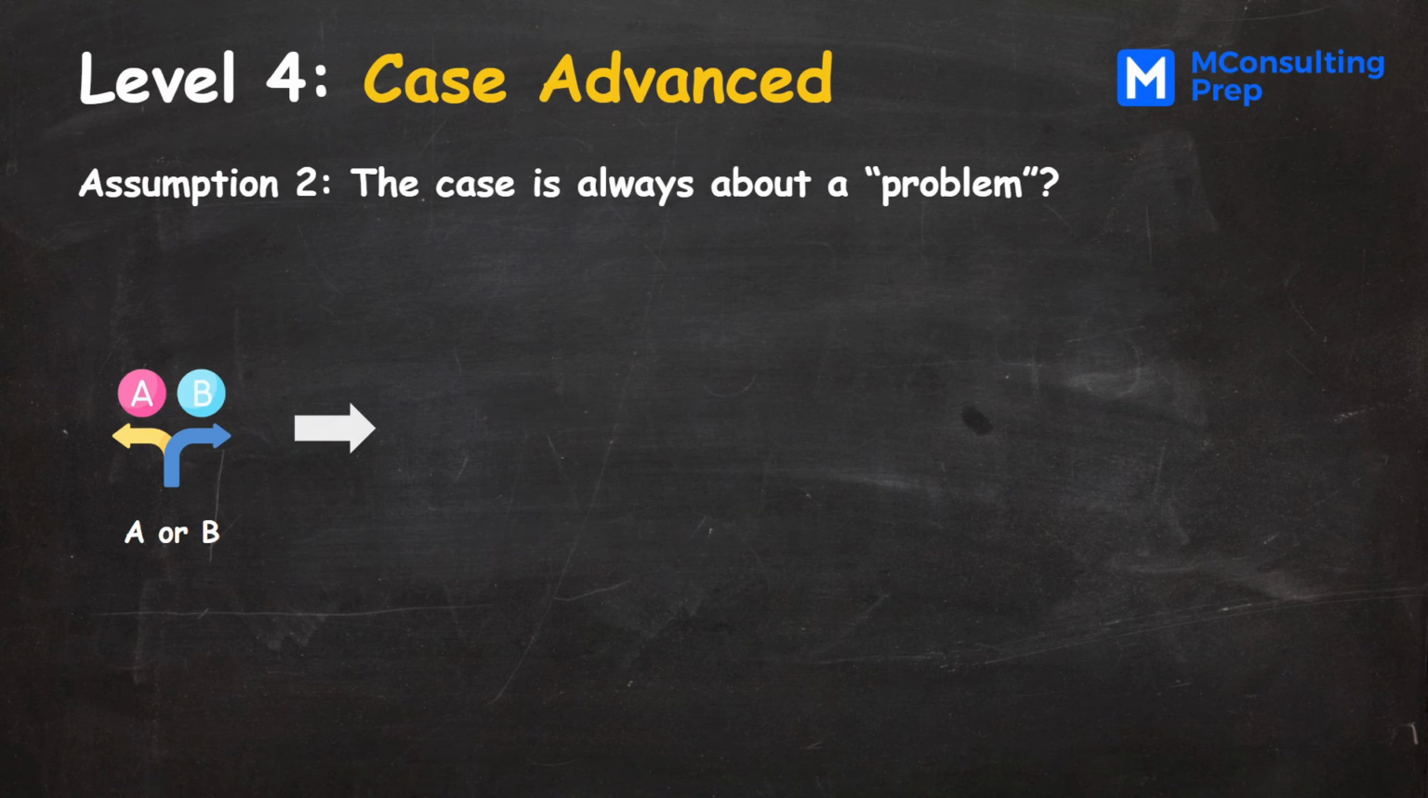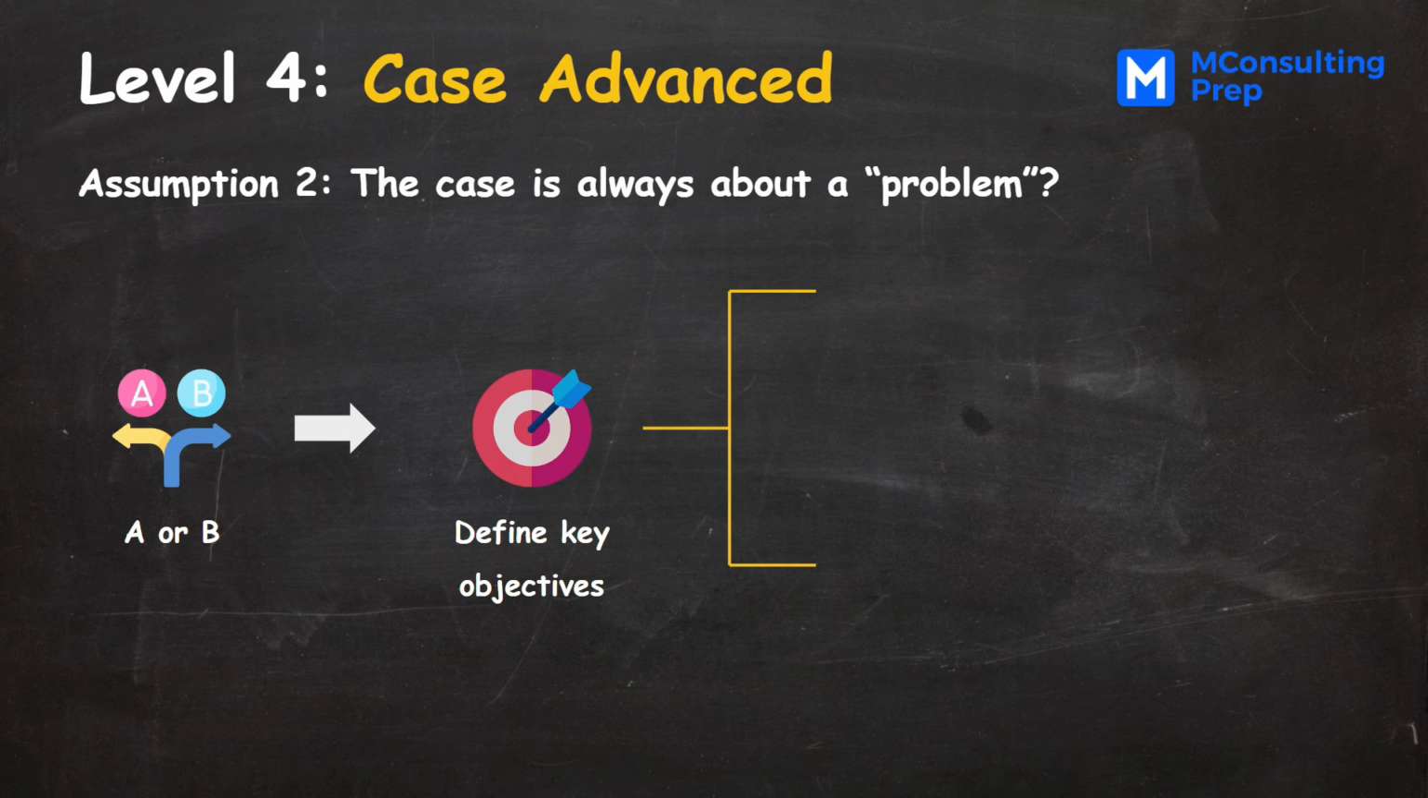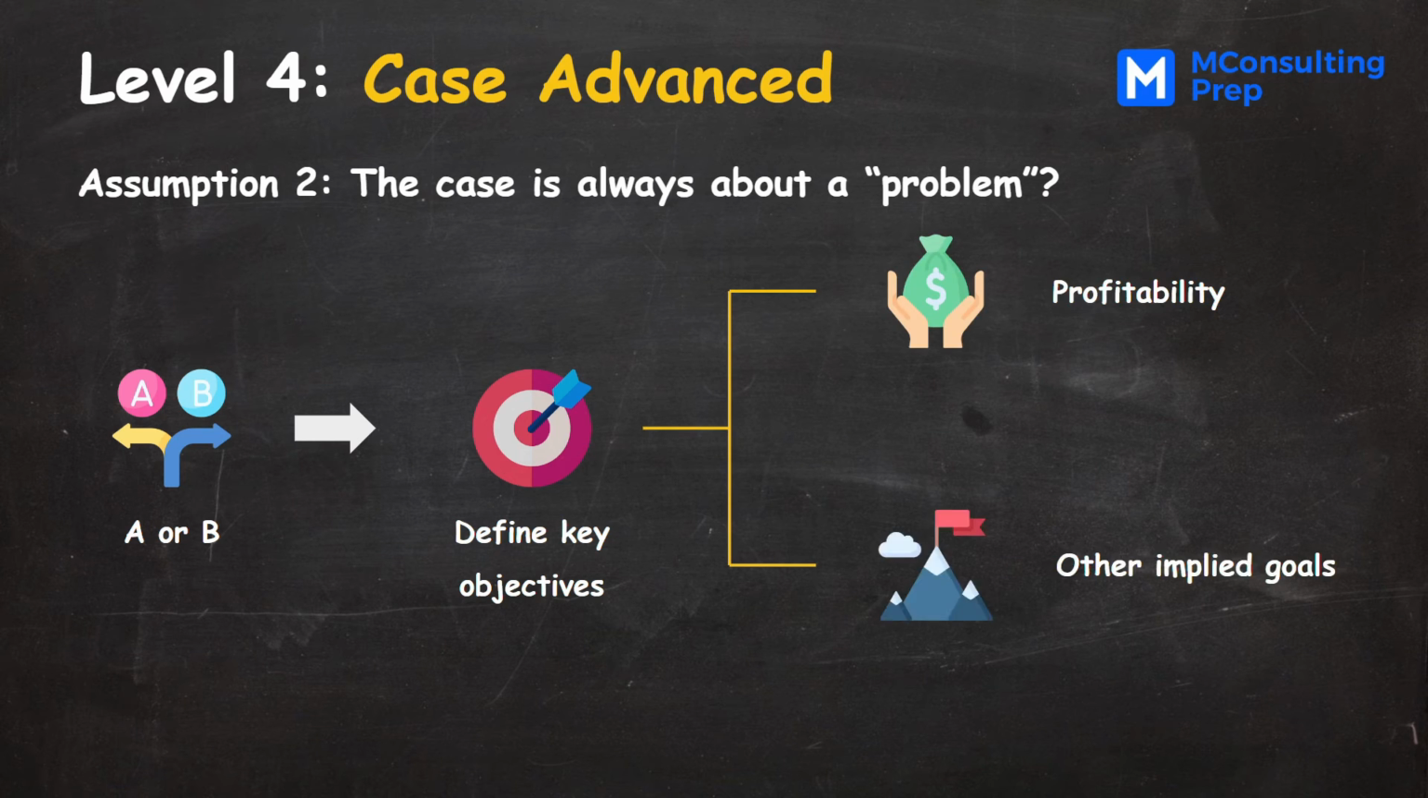So first step, define the problem, aka key objective. In this case format, the key objective is particularly important. It will be the guiding reference based on which the choices are assessed. Is that solely based on profitability or other implied goals?